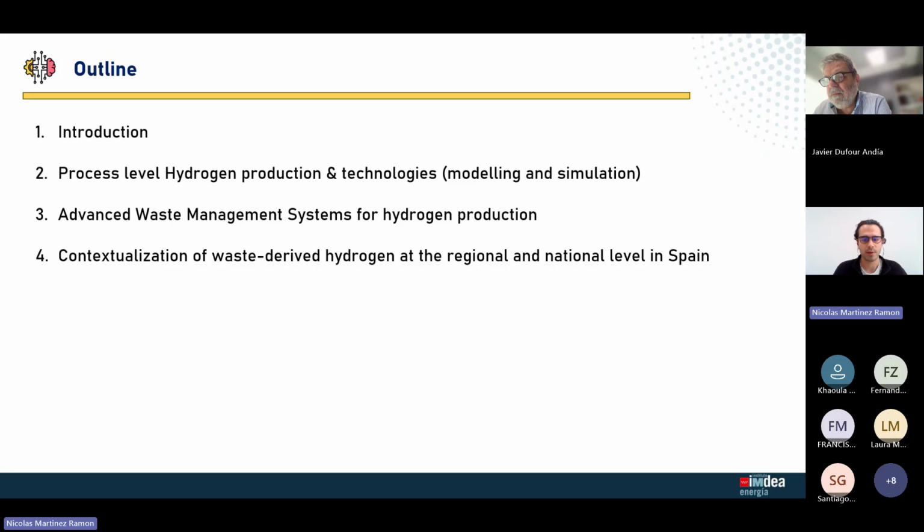And then these advanced waste management systems will be contextualized under a national and regional hydrogen mix to assess how these technologies can compete with other technologies that are foreseen to be very important in hydrogen production from here to 2050.